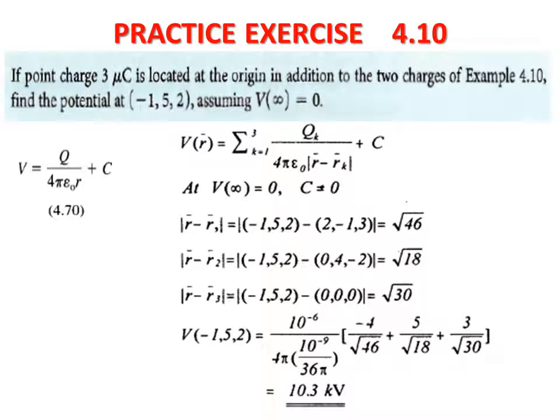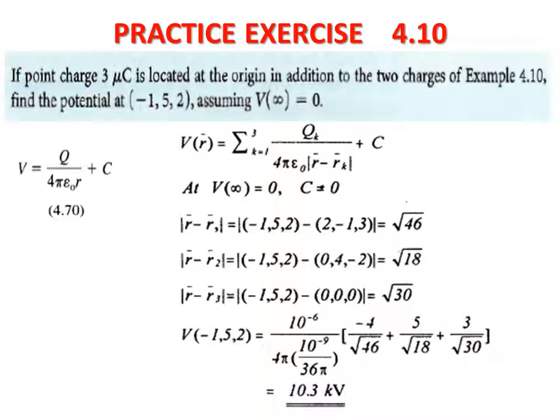There's another practice exercise 4.10. Let's solve this. If a point charge of 3 microcoulombs is located at the origin, in addition to the two charges of example 4.10, find the potential at (-1, 5, 2), assuming V at infinity is equal to 0. So there's another point charge of 3 microcoulombs located at the origin, plus the two charged particles from the previous question. What we need to do is use the superposition principle and apply that.